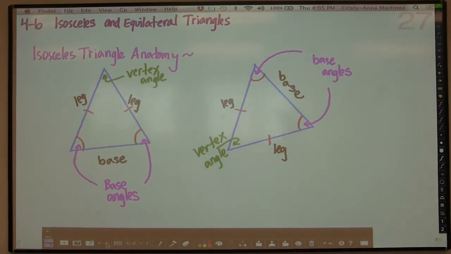Hello there, geometers. This is a video for, obviously, geometry. It is chapter 4, section 6, and we are looking at isosceles and equilateral triangles today.